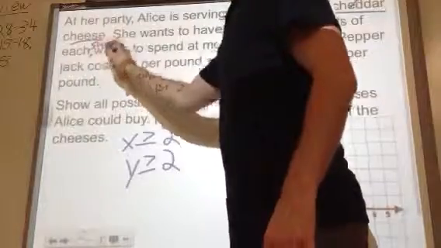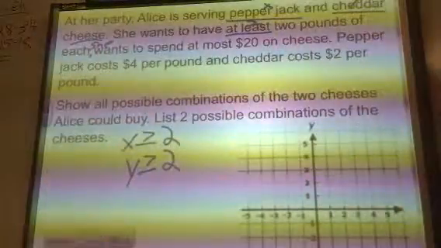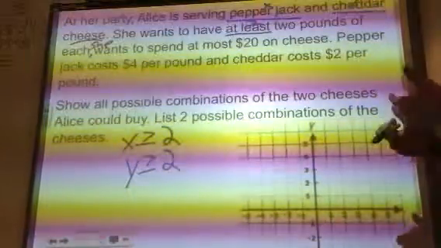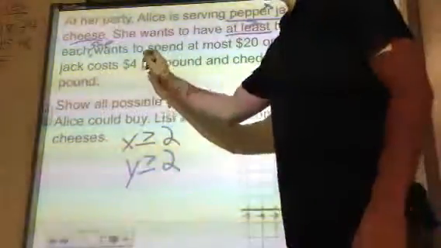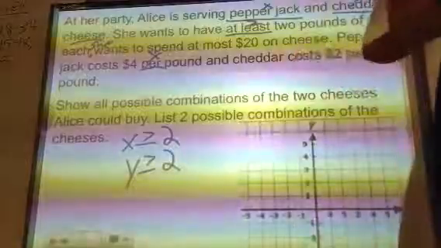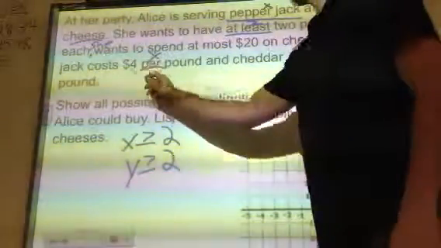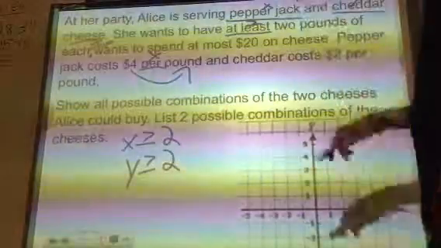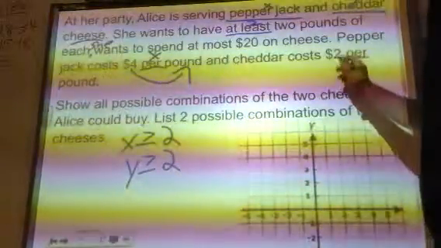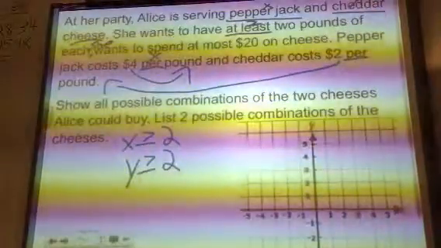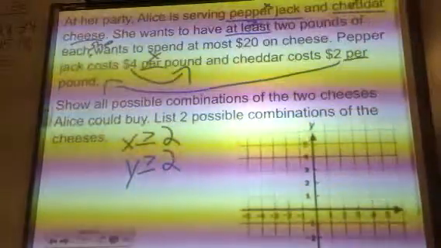Alright. Now, she wants to spend at most $20 on cheese. Pepper jack cheese costs $4 per pound. So there's your per stuff. Now we're going to multiply. And that means our variable is going to be pounds of pepper jack cheese or pounds of cheddar cheese. And that's what we have up here.